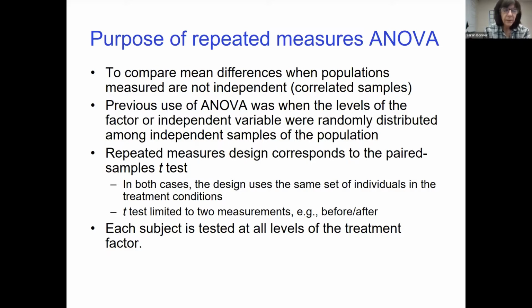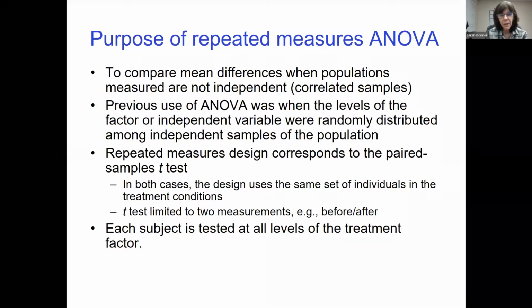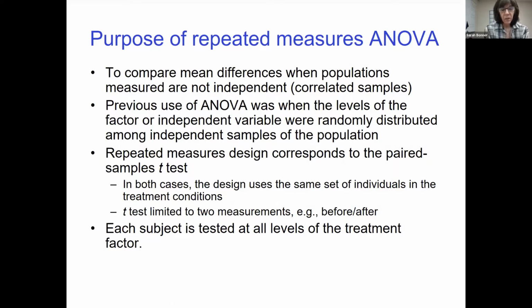Rather than three groups being measured one time, you have one group being measured three times. So this corresponds to the paired samples t-test, except that in the paired samples t-test, you only had two times that the same people were measured. But this can extend it to many other measurements.